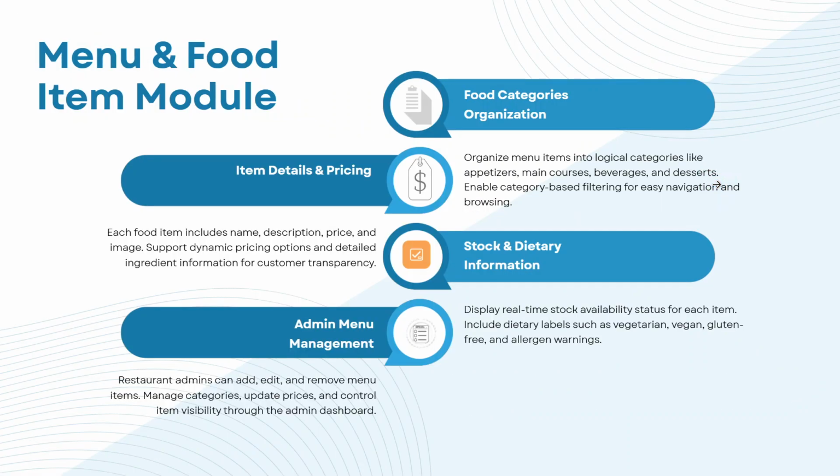Moving to the next slide, menu and food item module. When a user selects a restaurant, the application displays its menu in a structured way. Food items are organized into categories such as starters, main course, and desserts, making navigation much easier. Each food item includes details like name, description, price, and availability.